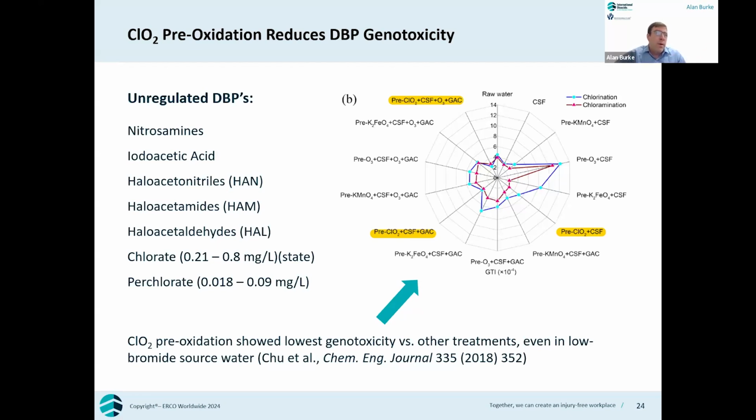Even when you compare the data in pink using downstream chloramination versus the data in blue using chlorination, the trends were similar. And they looked at a lot of the unregulated DBPs as well, which are listed on the left-hand side here. As we know, these are not all measured and regulated at this time, but there's a good chance that some of them might be in the future. And again, this is in low bromide source water, surface water. So if bromide is present in the water supply, it would likely be even more beneficial as chlorine dioxide does not form bromate as a byproduct.